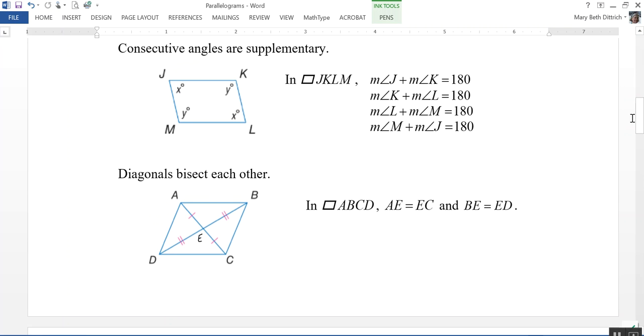Consecutive angles are supplementary. In parallelogram JKLM, J and K add up to 180, K and L are supplementary, angle L and angle M are supplementary, and angle M and angle J are supplementary. In a parallelogram, the diagonals bisect each other. So here in parallelogram ABCD, the length of AE is the same as the length of EC, and BE is equal to ED.